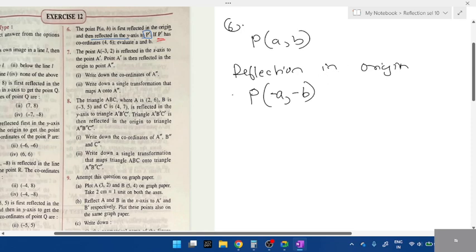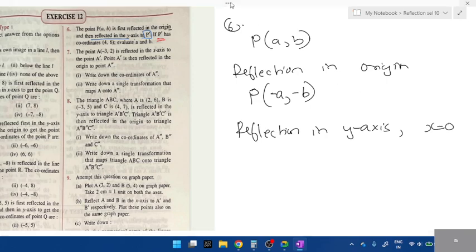Reflection in origin. Therefore, P is equal to minus A, minus B. Next, what is given? This point is reflected in which one? Reflection in y-axis. If it's reflection in y-axis, put comma, x is equal to 0, right? Okay, so that is not required. You can just write reflection in y-axis. For your reference, you can write it in working column. If reflection is y-axis, x will be 0. Which sign will change?